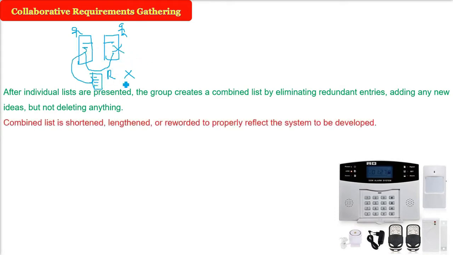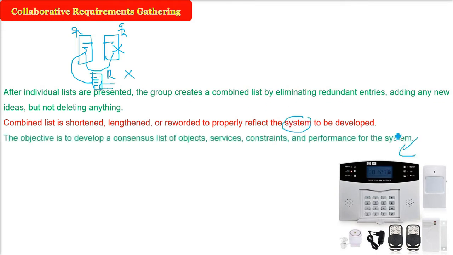Now this combined list has actually been made from 3 lists: the list of objects, the list of services, and the list of constraints. These can be shortened, lengthened, or even reworded. What is the objective? It is collaborative requirement gathering. The objective is that everyone has a consensus on these 3 things: objects, services, and the constraints and the performance. So this is what we are doing.